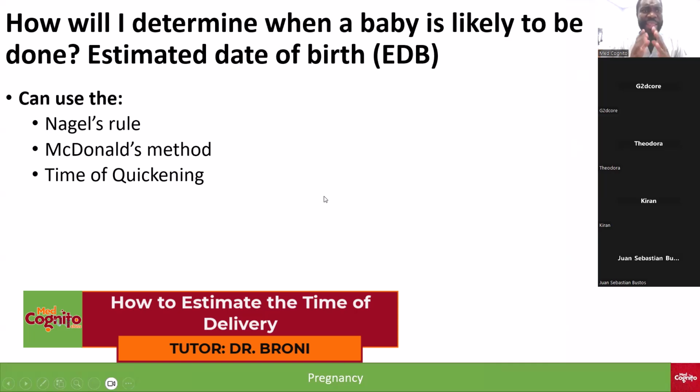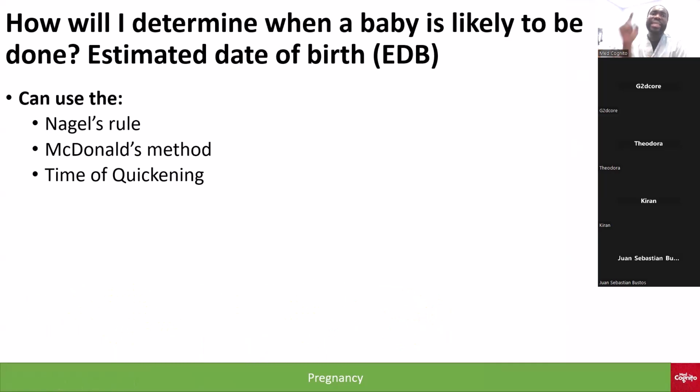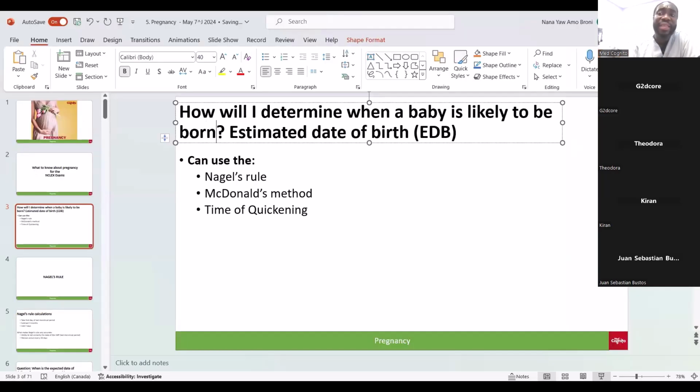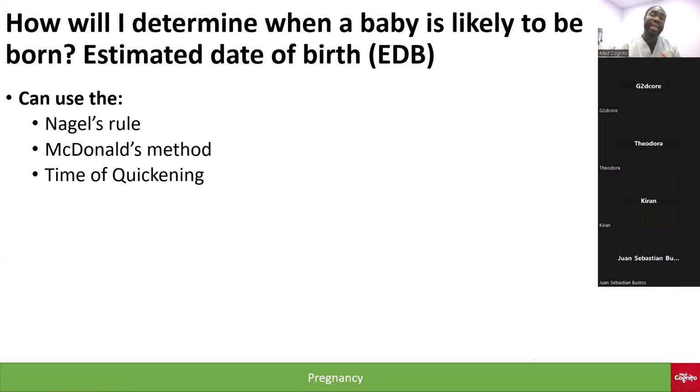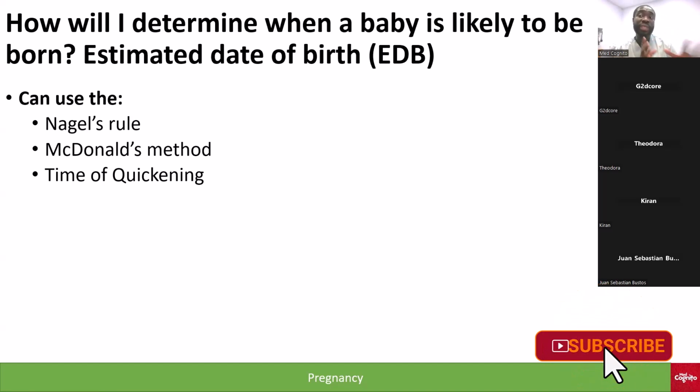So the first thing I want you to know is, how will I be able to determine when a baby is likely to be born? Usually for the NCLEX, you need to know these three rules. Number one, I call it the Nägele's rule. And then we also have the McDonald's method. And then we also have what we call the time of quickening. We're going to get into each of them to learn how to use them and how to solve NCLEX-based questions so far as these rules are concerned.